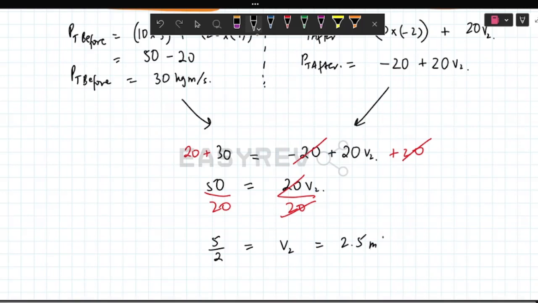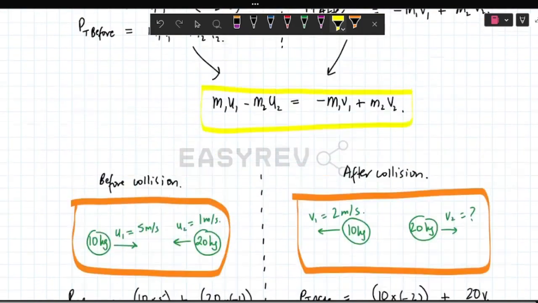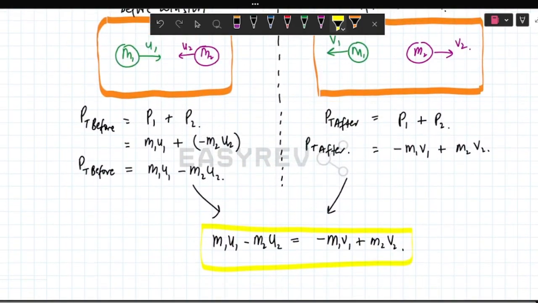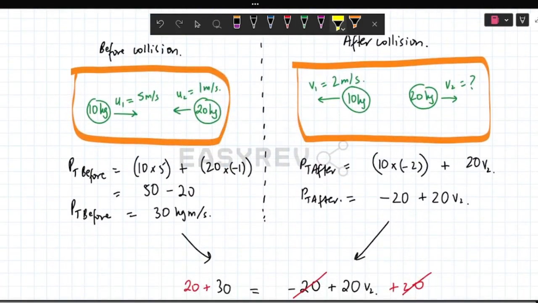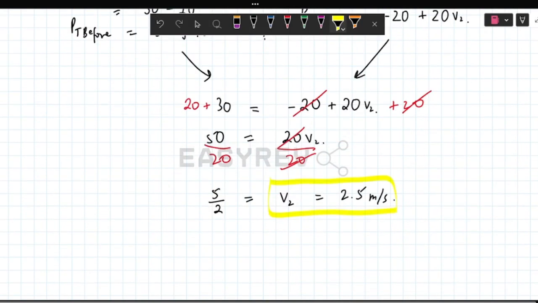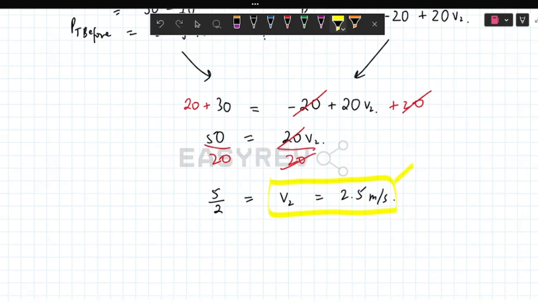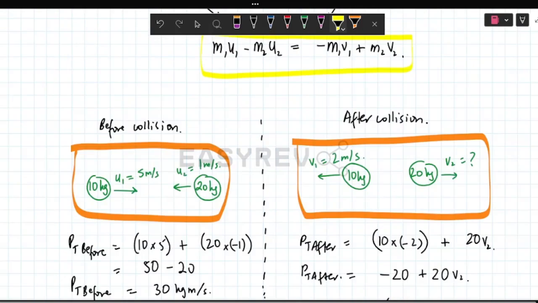My bad. But the point is that you can construct your equation by first using the principle of conservation of momentum as your motivation. You'll find the total momentum before collision, find the total momentum after collision, and then in the end, it's just a matter of solving this to the point where you get the value of the unknown, right?